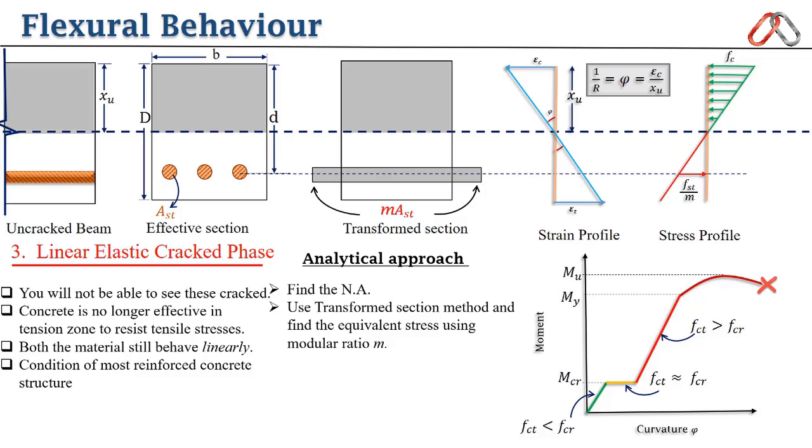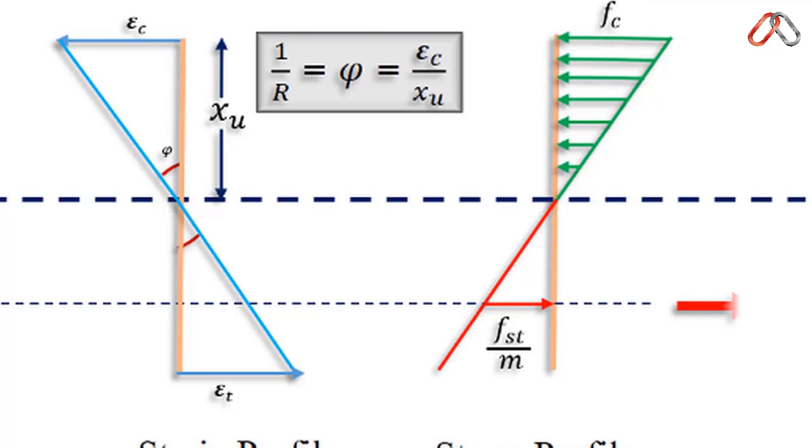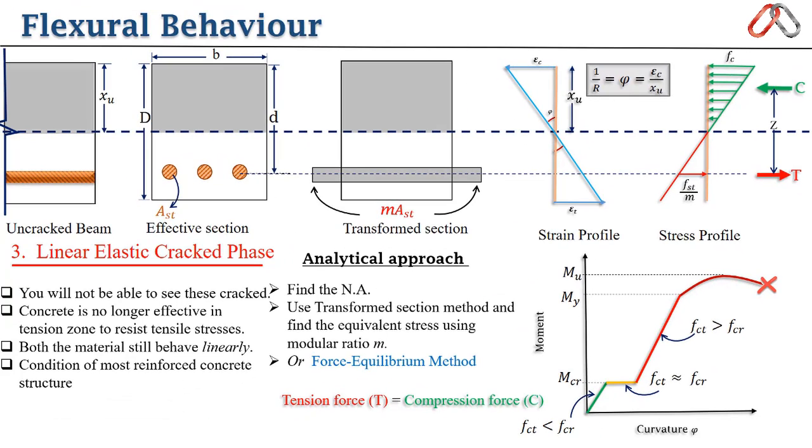Another way to solve this phase is force equilibrium method. That is, total tension force is equal to total compression force, where we can take resultant of tensile forces of steel and take resultant of compression forces of concrete. Z is lever arm between these two forces. Further, you can solve the equation of force equilibrium to find out the stresses in concrete and steel. You will understand this concept more precisely when we use it in real analysis and design problems in next lecture.